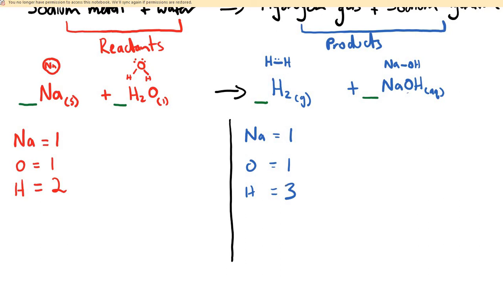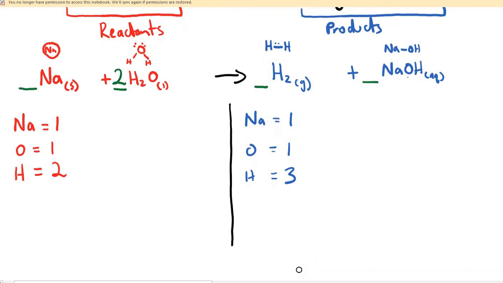So what we've got to do is this. We are going to have to look at where we can add some coefficients to increase the number of hydrogens on the left side. So at the moment we have 2, we need at least 3. The only place that hydrogens exist is in the water molecule. So we have to change the number in front of the water molecule. So I'm going to place a 2 there, if it will draw. There we go.